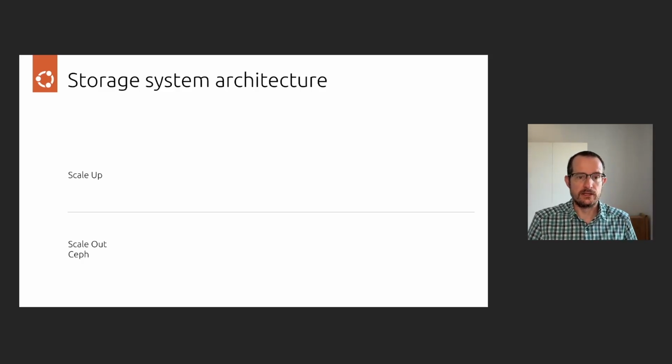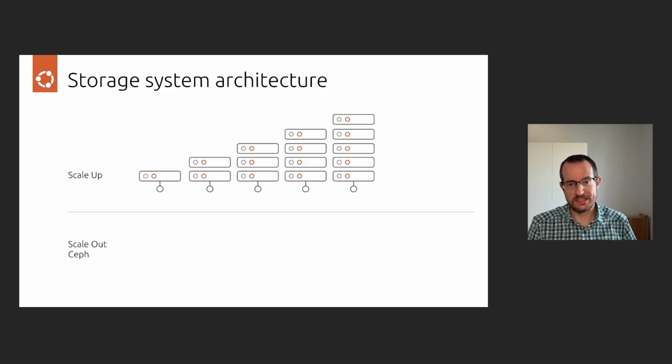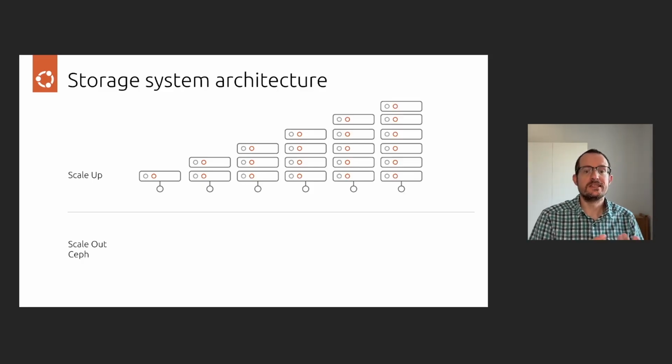So firstly, there's scale up. It's a fairly typical model in a proprietary system. You start with a head node, and then over time you add more shelves of disks, and more shelves of disks, until you've basically filled up all of the potential slots within that storage system.